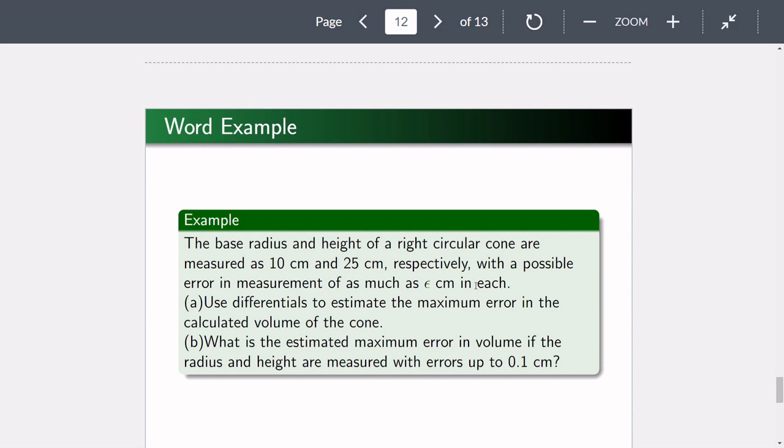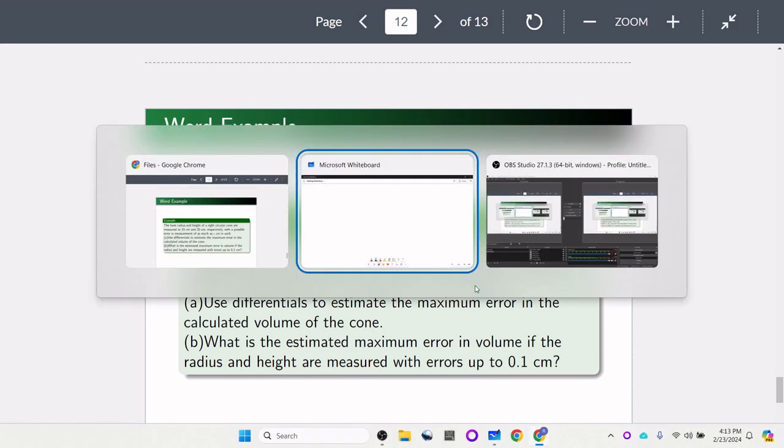And so I want to know, if that's how far off the radius and height were, how far off was the volume? For instance, if the error of each individual one is as much as 0.1 centimeters, how much could the volume be off by? And it makes sense, an error in radius is probably more important than error in height because the radius has a square in it. So let's work out what the formula here would be.